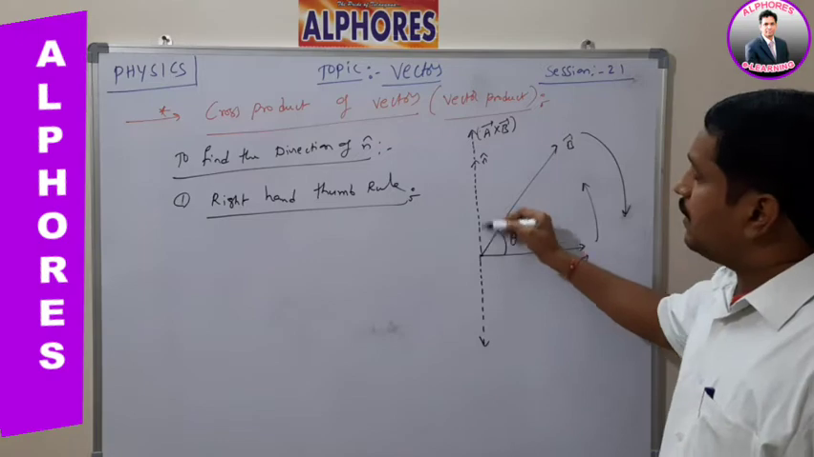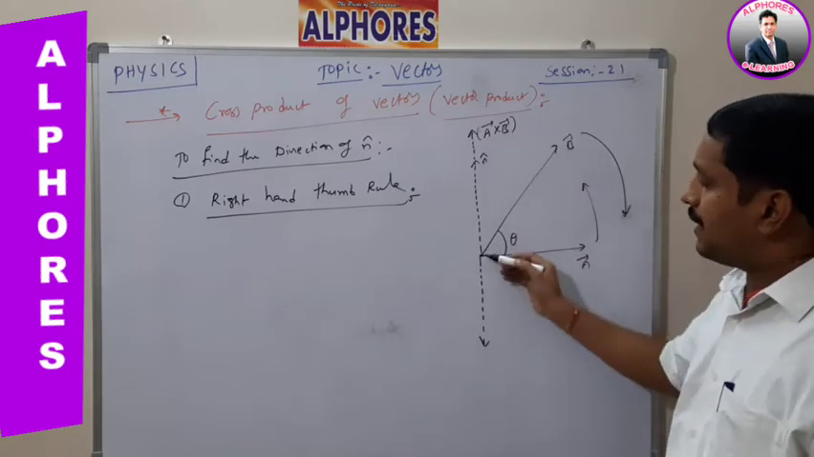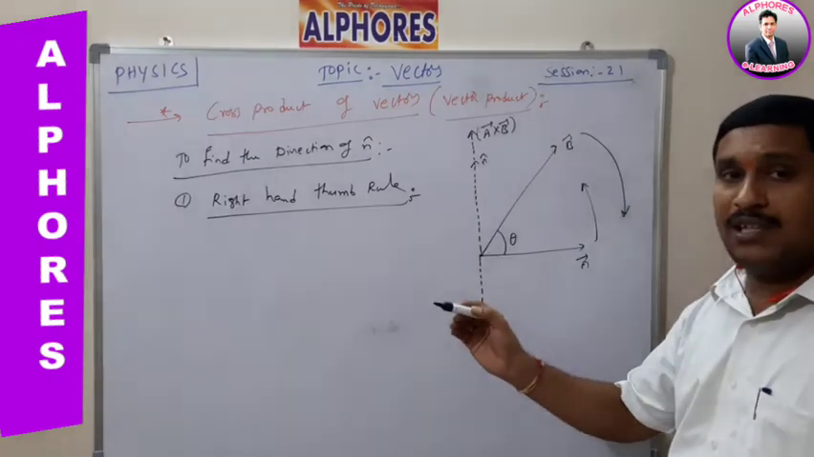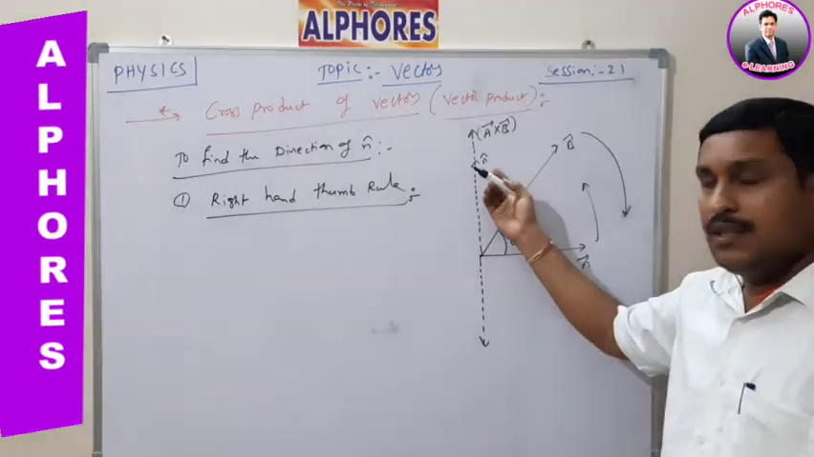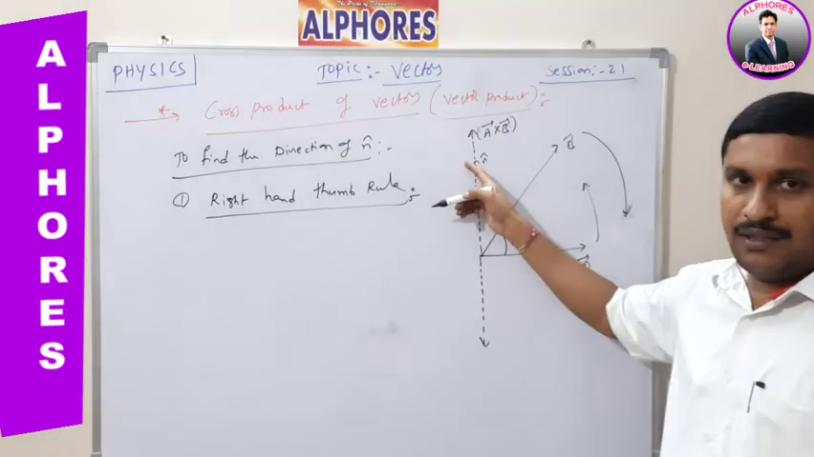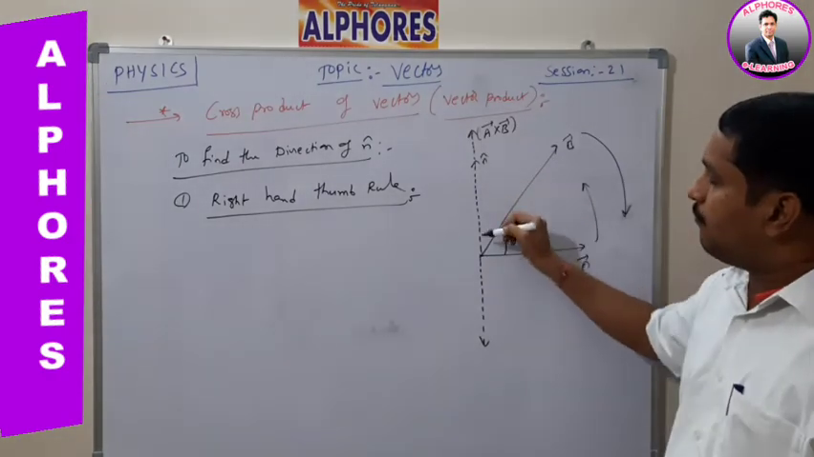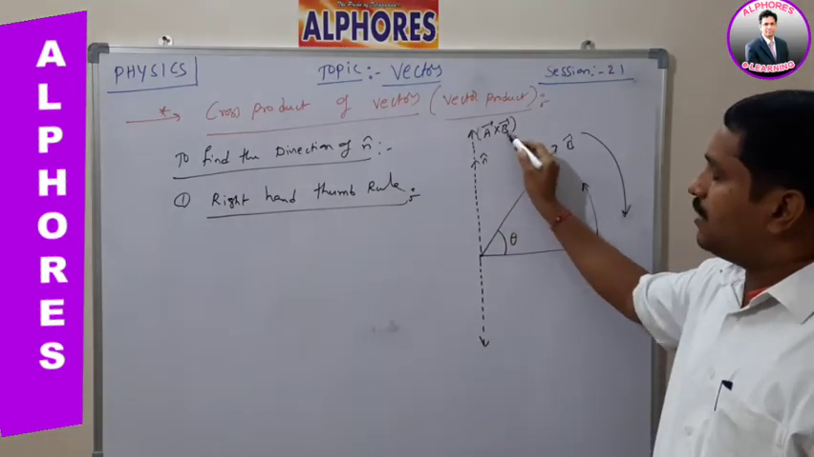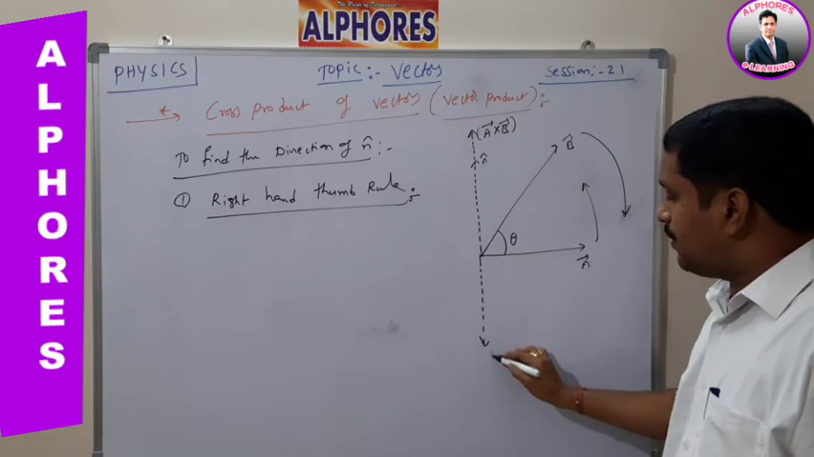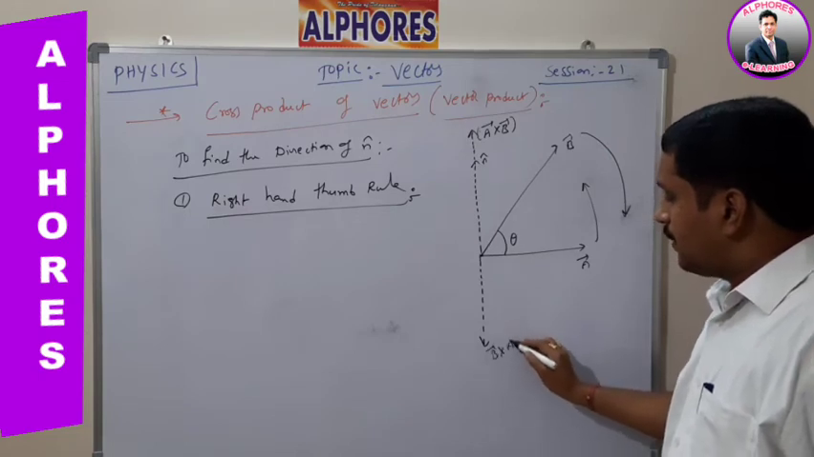Here I am representing A bar cross B bar as outside the board. Outside the board is not possible to represent on the board because the board is two dimensional, while the z direction is three dimensional. That's why I am making it this way. This is upward, A bar cross B bar, like the positive z direction, and inside the board is nothing but B bar cross A bar.